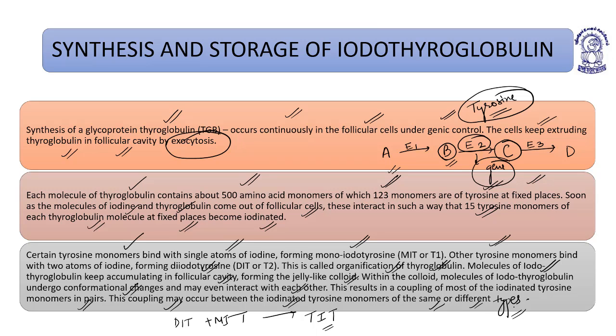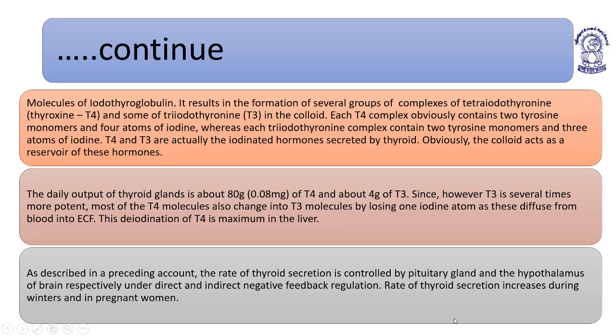Iodothyroglobulin is basically produced by follicular cells through genes, and it comes out into the follicular cavity by exocytosis. When it comes out in the follicular cavity, it meets iodine and undergoes organification. Each molecule of thyroglobulin consists of 500 amino acid monomers, out of which 123 monomers are fixed for tyrosine. So molecules of monoiodotyrosine, diiodotyrosine, triiodotyrosine, and tetraiodotyrosine.